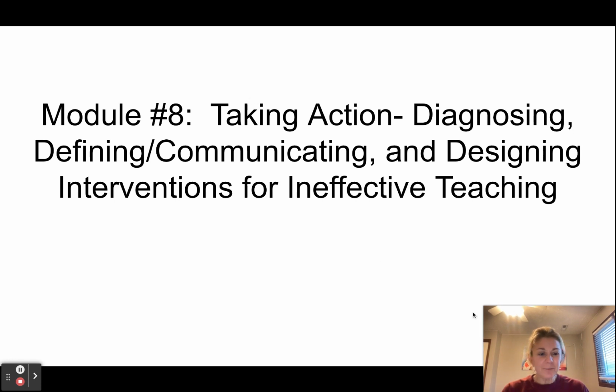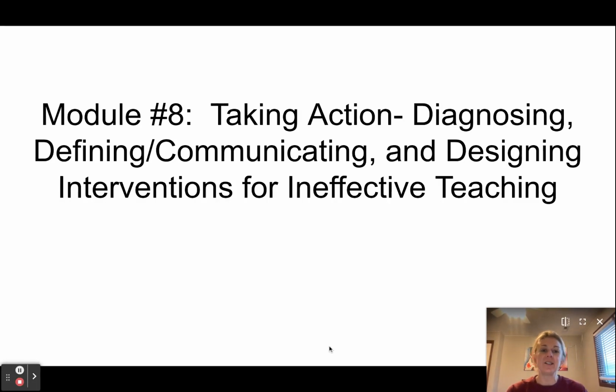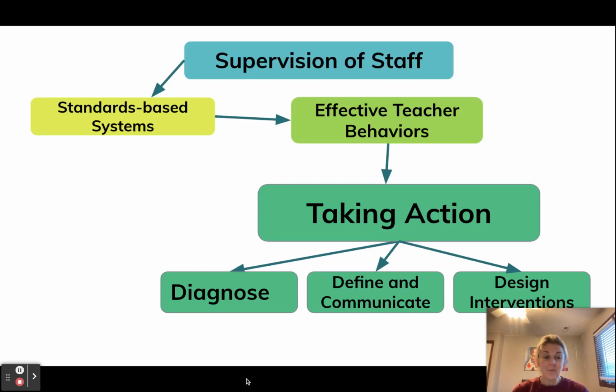Hello, and welcome to Module 8: Taking Action, Diagnosing, Defining, and Communicating, and Designing Interventions for Ineffective Teaching. Before we get started, let's just take a look at where we are.